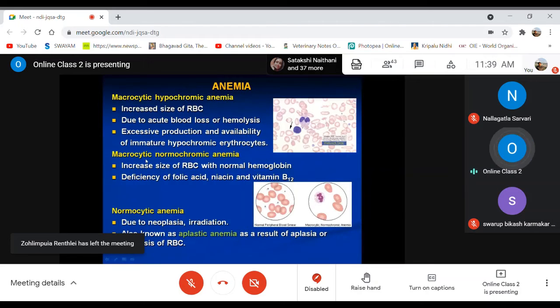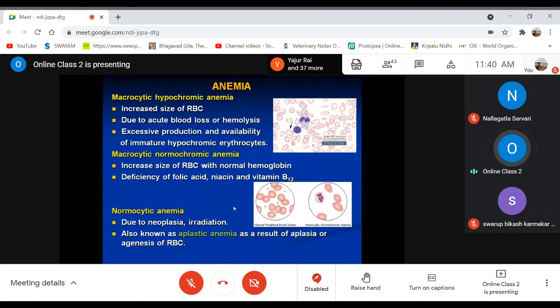Next is macrocytic normochromic anemia. The size is increased, but there is a normal concentration of hemoglobin, and it is mostly caused by deficiency of folic acid, niacin, and vitamin B complex, especially vitamin B12. The next type is normocytic anemia. The size of the RBCs is normal, but the number is decreased. So anemia is there, but it is normocytic.